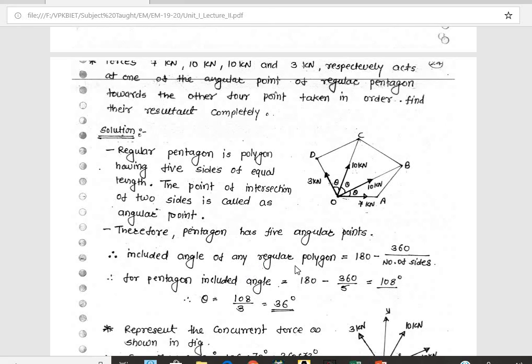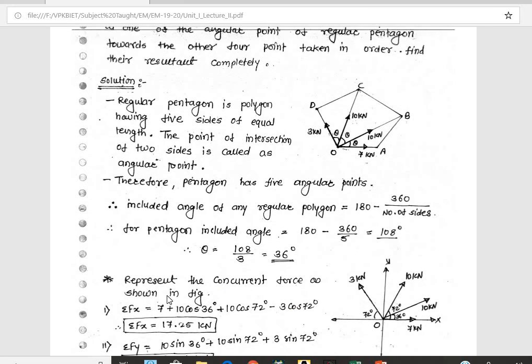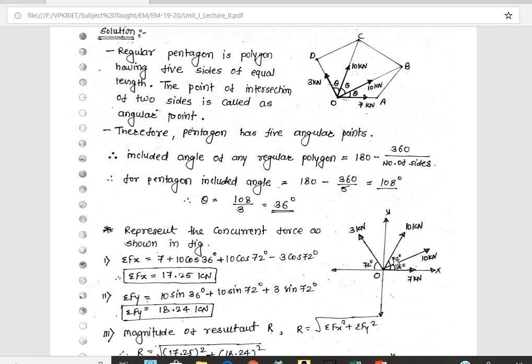Therefore, the included angle of any regular pentagon is 180 minus 360 upon the number of sides. Therefore, for a pentagon, the included angle is equal to 180 minus 360 by 5, which is equal to 108. Therefore, theta is equal to 108 by 3, which is 36 degrees. Now represent it: 36, 72, and from this it is 72. Okay, so now this is the representation of the force diagram.